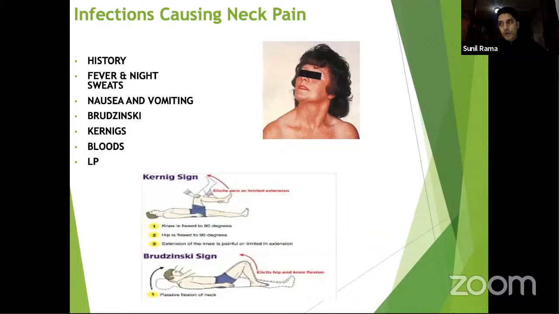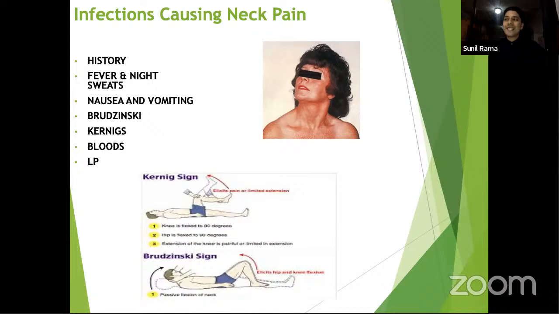In case you guys have forgotten, the Brudzinski sign at the bottom is where the patient's neck is flexed. You flex the patient's neck, and immediately you'll see that the patient starts to flex their legs at the knee to take the pressure off that entire meninges. So it makes it much easier for them to bear this entire test.